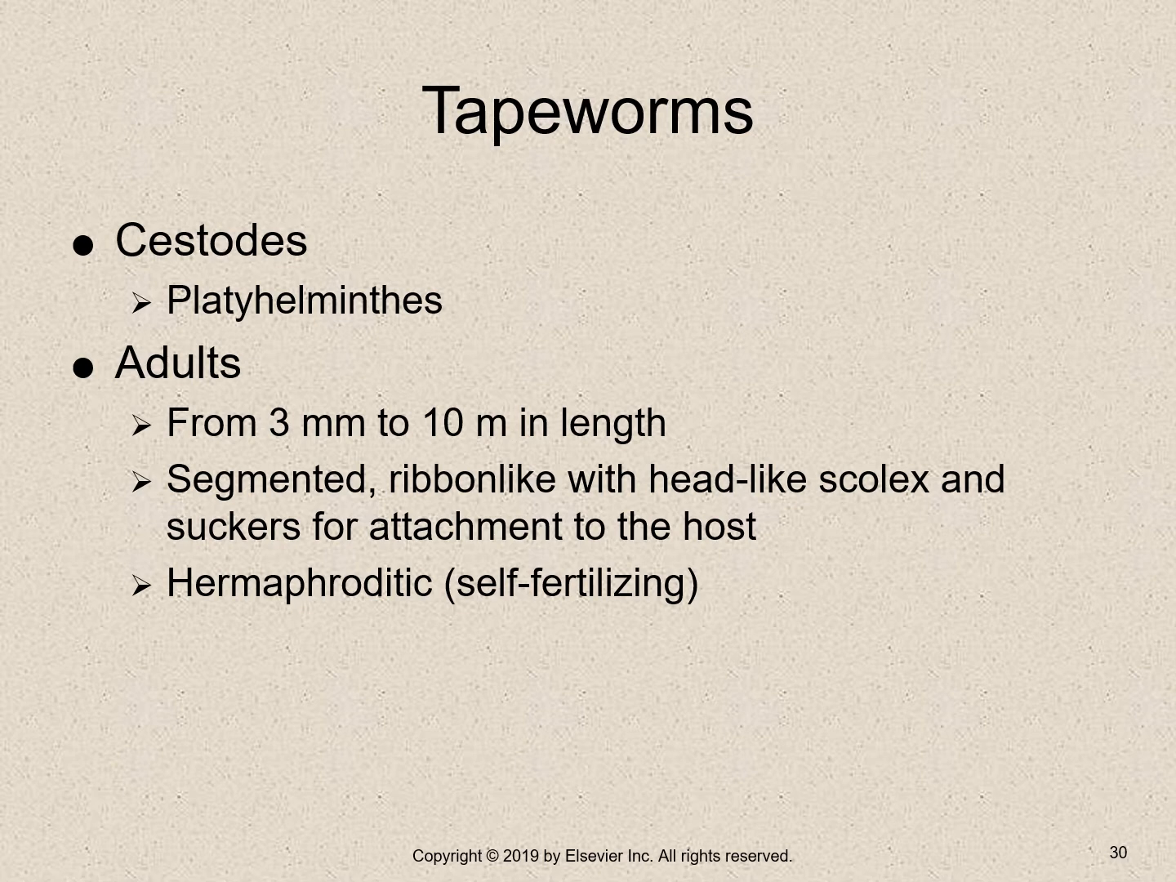The adult forms of tapeworms appear segmented and ribbon-like with a head-like scolex, which is the head-like segment of the tapeworm, and suckers for attachment to the host. The segments are referred to as proglottids, and each proglottid, when mature, produces eggs. Tapeworms are hermaphroditic, so they are self-fertilizing.